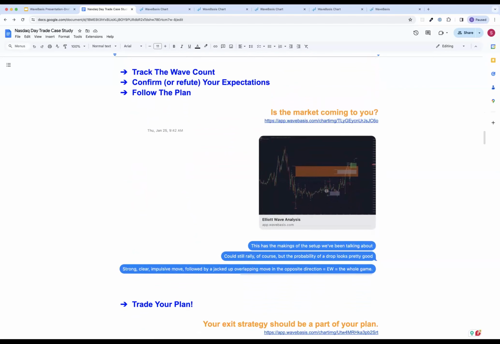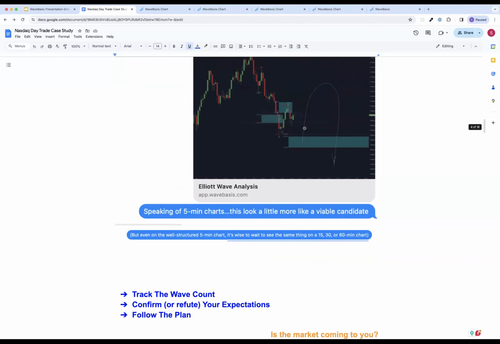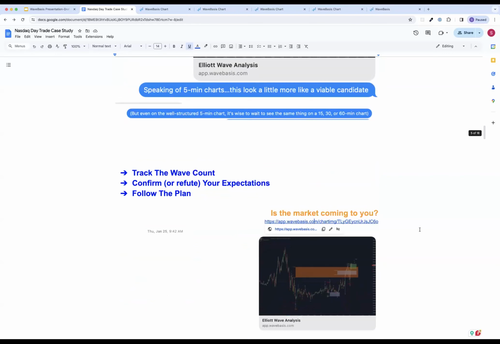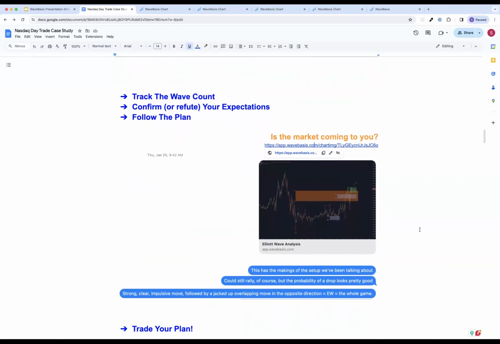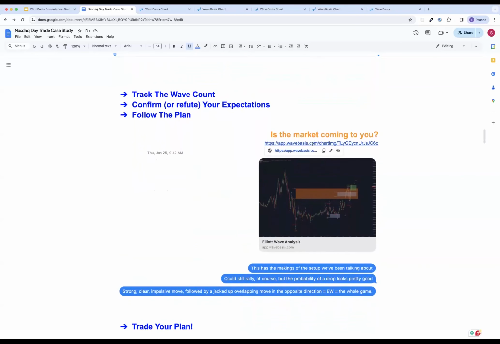So then we track it forward. So see what happened here. And what we're going to be looking for is, well, does the market confirm that hypothesis or that expectation, or does it do something different to let us know that we were wrong? And that is following your plan.